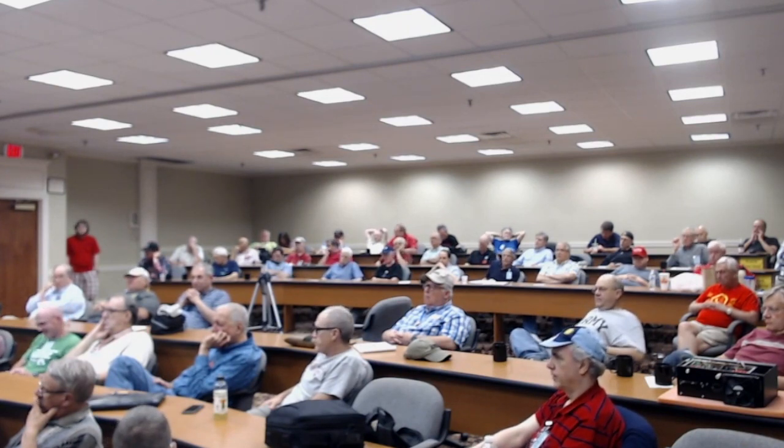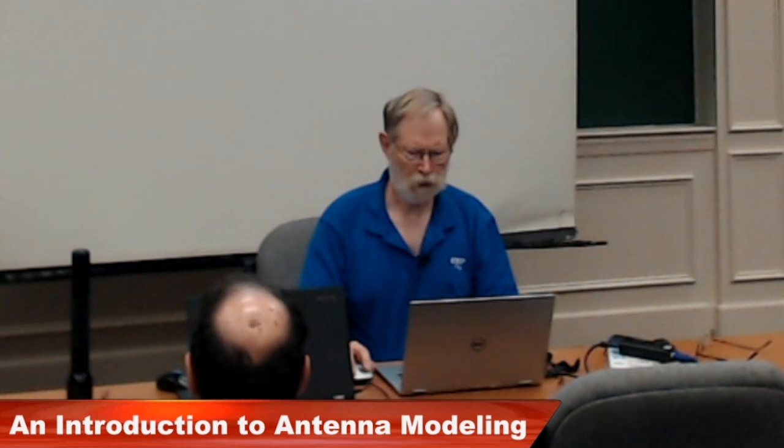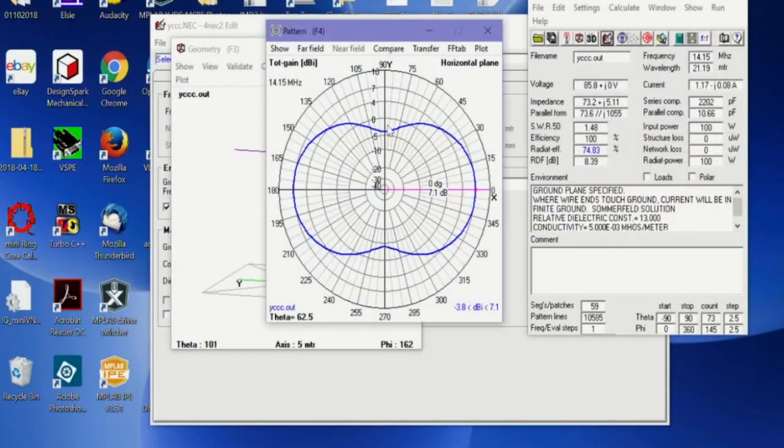So another thing we can do is look at the horizontal plane, and this is going more to Charlie's question. In this case, we're looking down on the antenna from the top, and we're looking at the radiation pattern at a certain angle. In this case, it's an angle of 62.5 degrees. We can see the nulls off the ends, and we can see the peaks off the sides. And we can see that our dipole here has 7.1 dBi of gain.